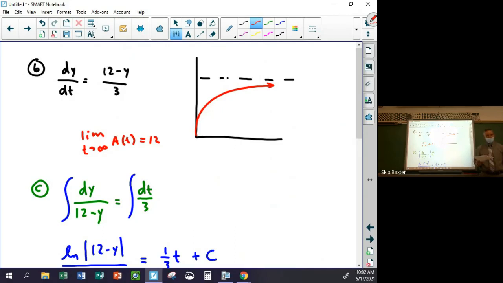If I'm reading this question, that's my thought process. At time t equals 1 hour, there are 2.5 milligrams of the medication in the second patient. Is the rate of change of the amount of medication in the second patient increasing or decreasing at time t equals 1?